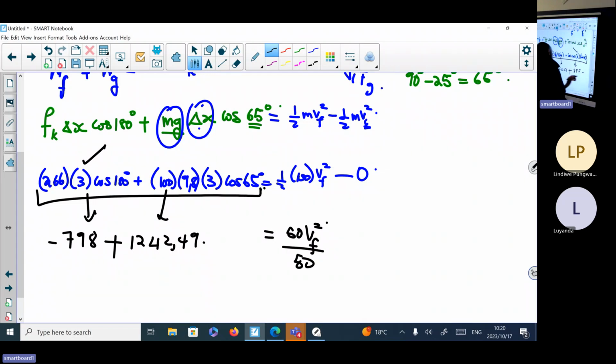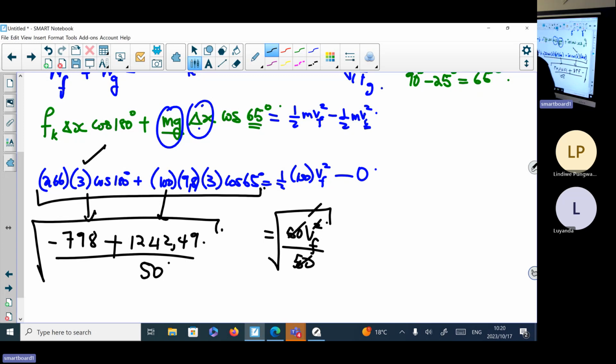And then we can easily divide both sides by 50 and take out the square root. So that square root cancels the square, and you are left with just v. If your answer was correct, then this should still be 2,98 meters per second. So that will be the situation right there.